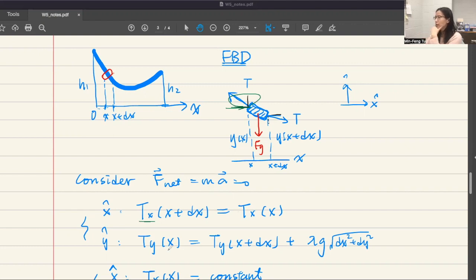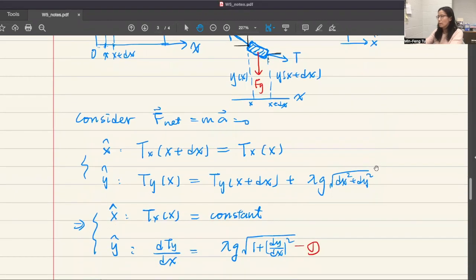In the y direction, the y component of this tension should equal the y component of this tension plus the gravitational force. So this is lambda times ds times g. This is the mass, while ds is just the length of this little segment. That's the square root of dx squared plus dy squared, which is this. Once I have that, I will keep moving on and see what I learn from that.